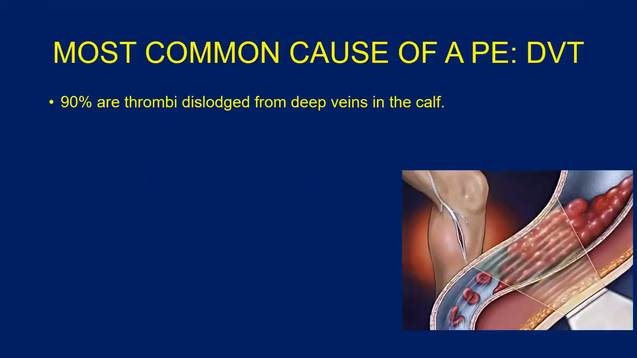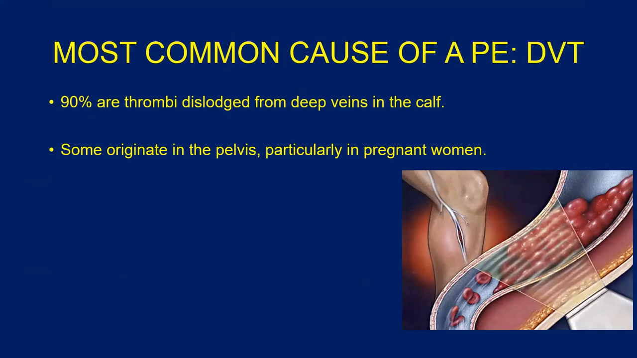Now, the most common cause of a PE is a DVT. So 90% of thrombi are dislodged from the deep veins in the calf. Some originate in the pelvis, particularly in pregnant females.